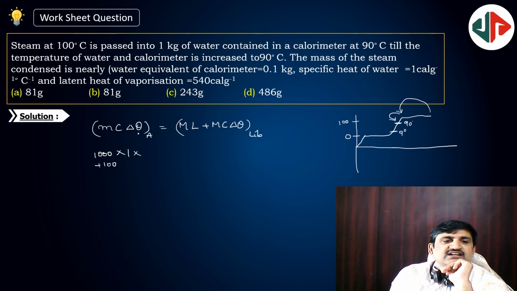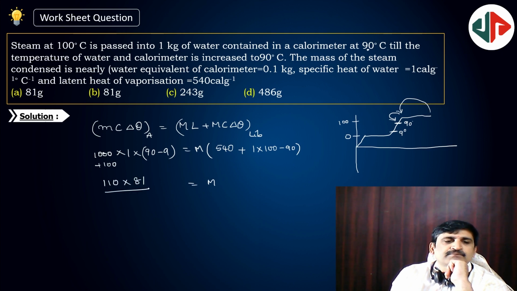And theta, how much? 9 degrees to 90 degrees. So 90 minus 9 degrees is equal to m, I have to find out. L is 540 plus 1 into temperature difference. This is only 100 to 90 only, so in cooling, that's why. So capital M is equal to 110 into 81 by 540 plus 10, so 550. So nice numbers. 110 will go 5 times.